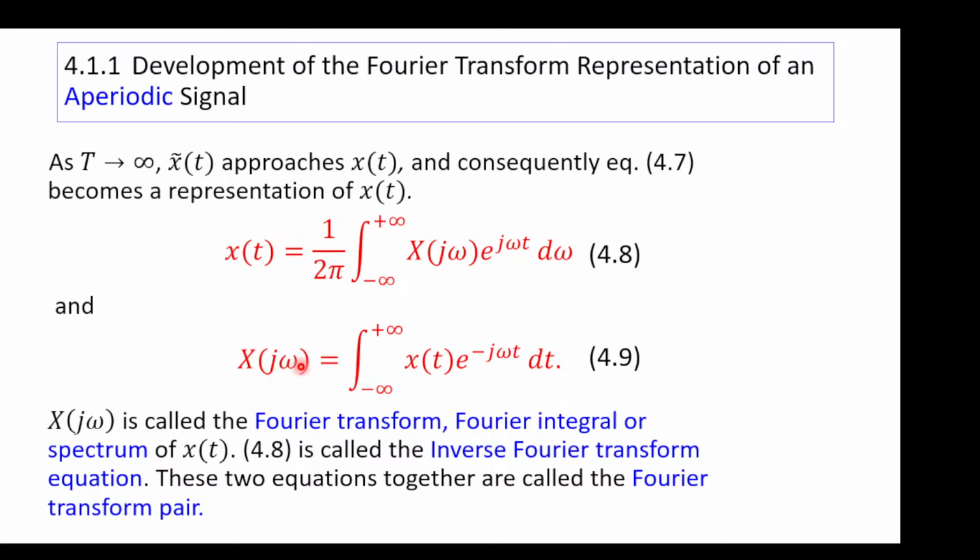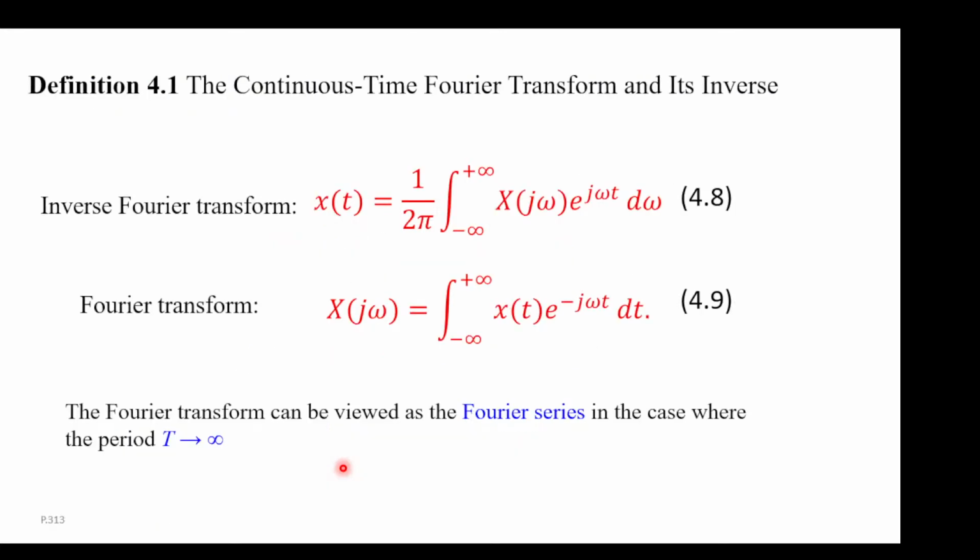Because big X is the Fourier transform, equation 4.9 is called the Fourier transform equation, and 4.8 is called the inverse Fourier transform equation, and together they are called the Fourier transform pair. A bit of recap here: the inverse Fourier transform and the Fourier transform, which we derived from the Fourier series by taking big T to infinity. Basically this is all you need for chapter 4.